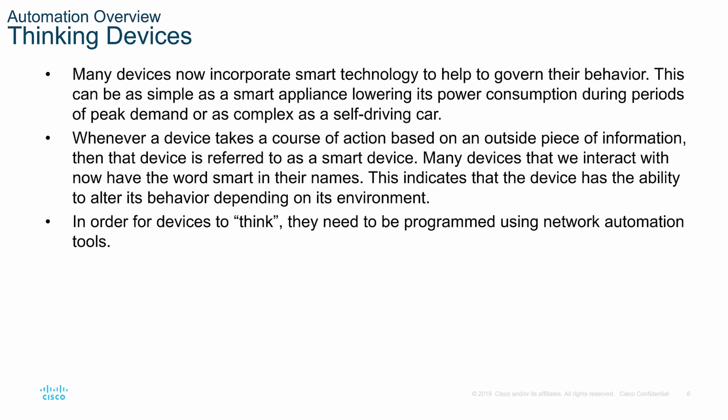Many devices will interact with one another, as well as things outside of their own network. This indicates that the devices have the ability to alter their behavior based off of the environment. In order for a device to think, it needs to be programmed using some form of network automation tool so that they understand how to talk to one another and how to communicate with one another.